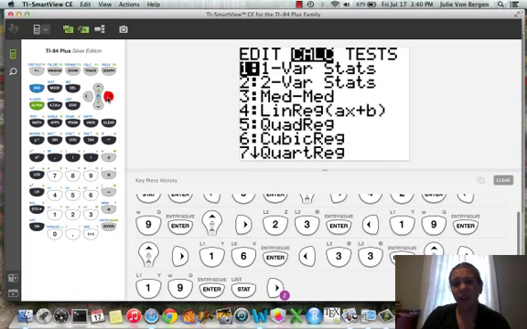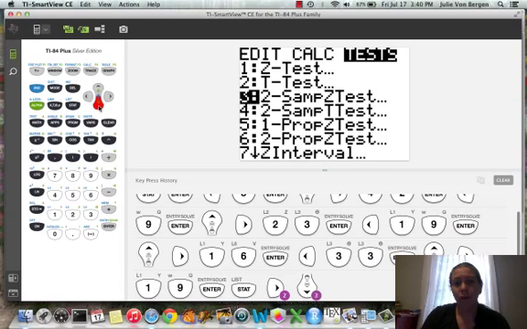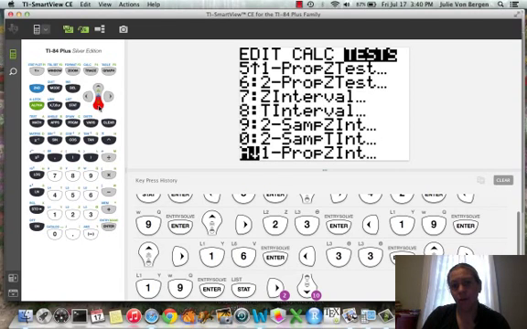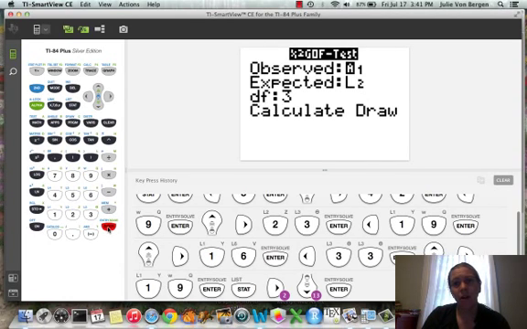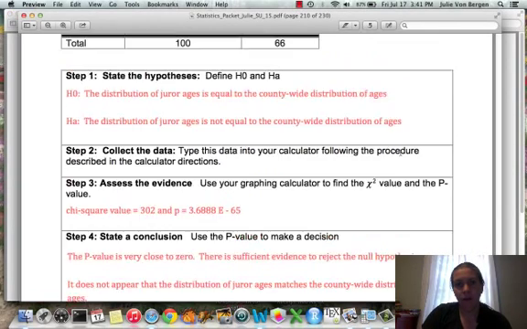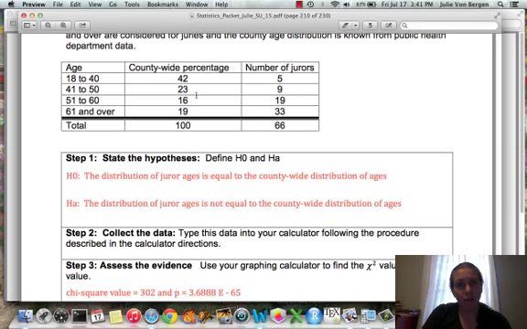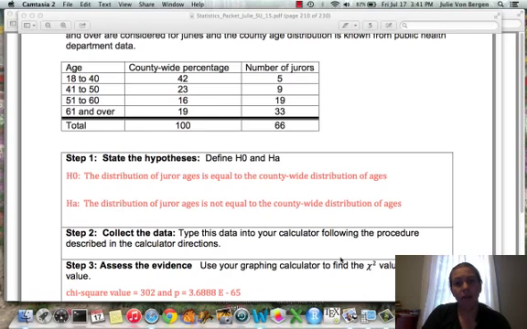We're going to arrow over to Tests, and scroll all the way down to choice D, the chi-squared goodness of fit. We're going to press Enter. We've got our observed values in List 1, our expected values in List 2. And then our degrees of freedom are 3 because, how many categories were there? Let's look back. If we look back, there are 1, 2, 3, 4 categories. So does everybody see 4 minus 1 gives us that 3 for our degrees of freedom?